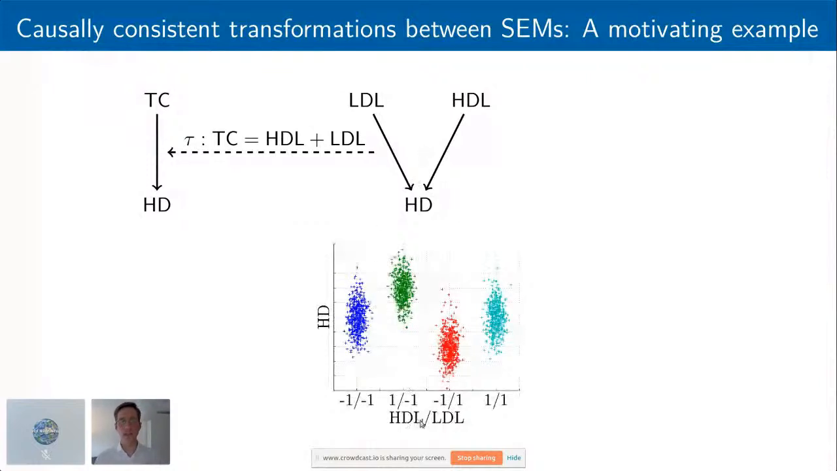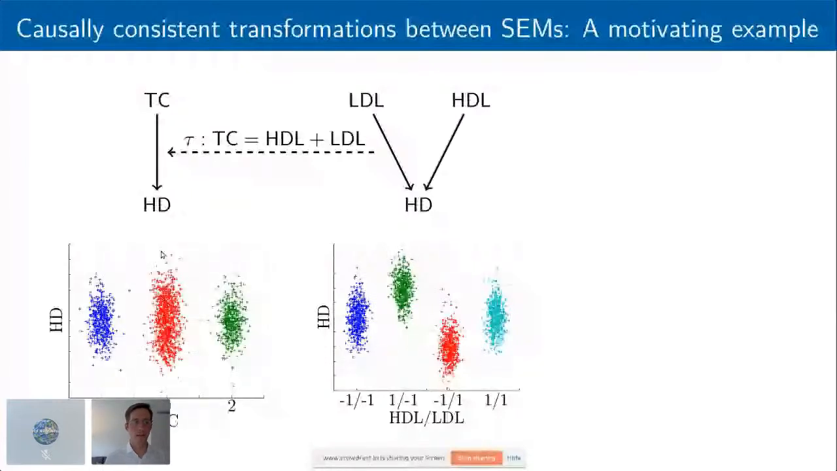Let us assume that HDL and LDL are binary. They can be high or low. And low means -1 and high means +1. And so we have a total of 4 different states of HDL and LDL. And for each of these states, we get a certain distribution of heart disease. And now if we take this data as the ground truth and map it via this tau to this macro model, then we get this distribution here. Now we only have 3 different states, so we have reduced the number of total states. And for each of these states of total cholesterol, we have a certain distribution of heart disease.